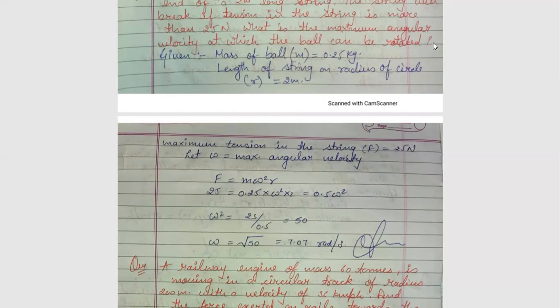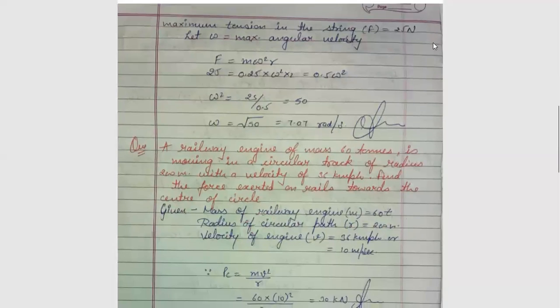The next question says: a railway engine of mass 60 tons is moving on a circular track of radius 200 meter with a velocity of 36 kmph. Find the force exerted on the rail towards the center of the circle.